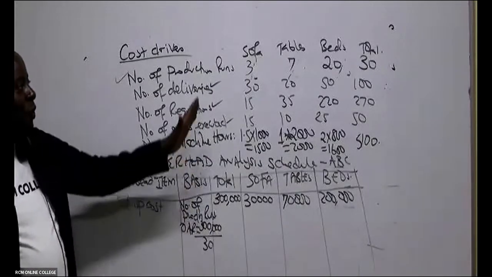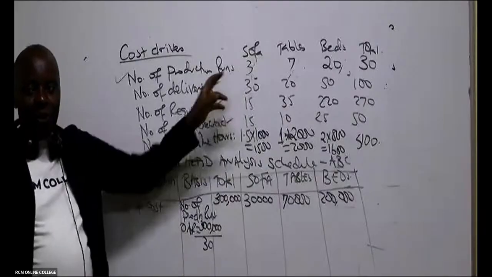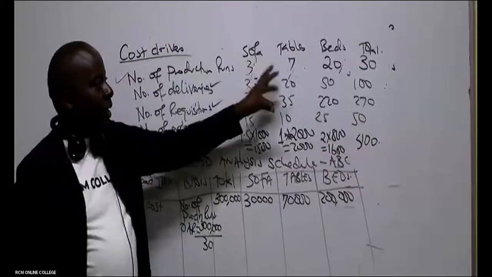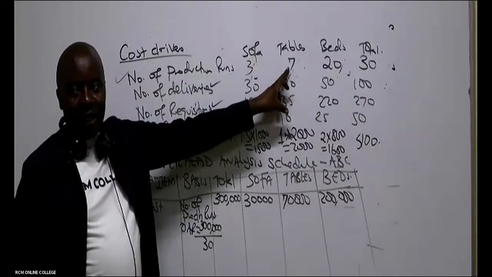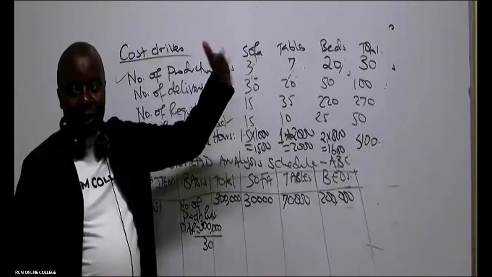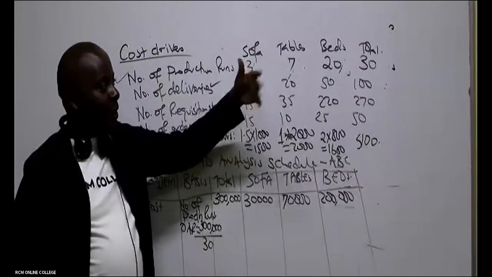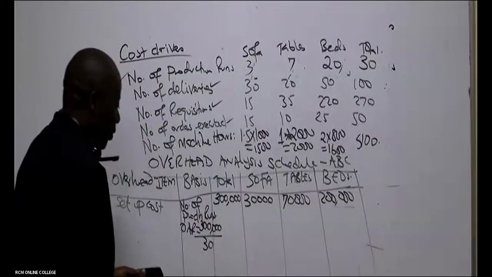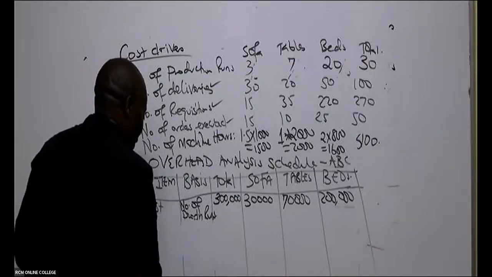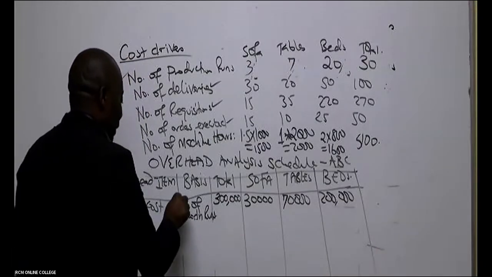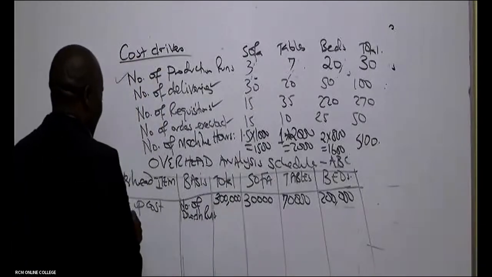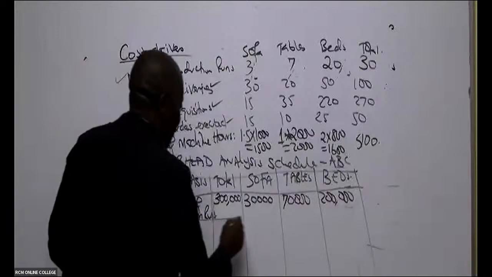So when I go to the sofa set, how many runs do we need? You take 10,000 times 3. In this case, 10,000 times 7, because 10,000 now is per run. 10,000 times 20. Whichever method works for you, we don't care. What it means in this case is what matters to us. So we have been able to do setup costs.